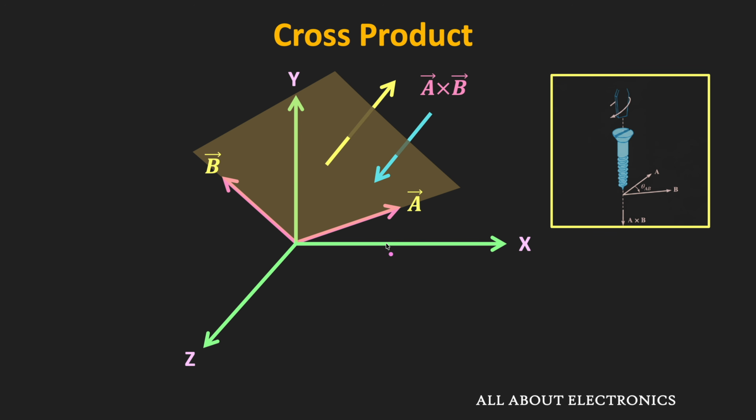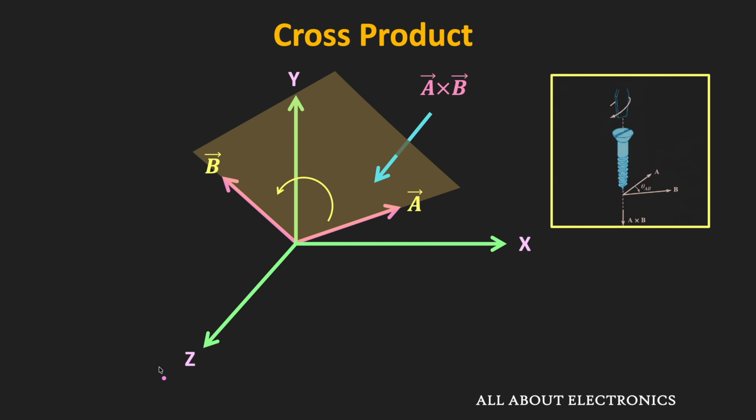So here, to find the direction of this resultant vector, first this screw is placed perpendicular to the plane containing both vectors A and B. And then it is rotated from the vector A towards the vector B, because here we are finding the A cross B. And as it is rotated anti-clockwise, it will move outwards, or in other words, it will move in this direction. So we can say that the cross product of the vector A and the vector B will be perpendicular to the plane containing both vectors A and B, and it will be in this direction. In this way, using the right hand screw rule, we can find the direction of the resultant vector.